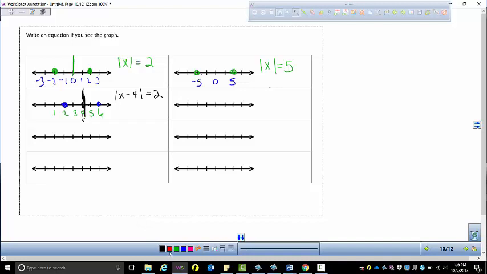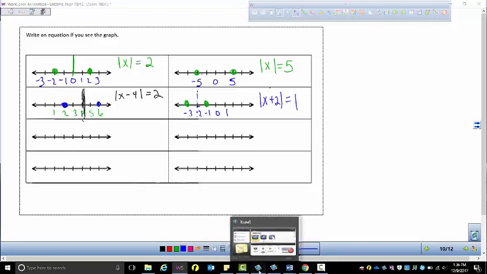Okay, we'll try one more. Let's say that we have -3, -2, -1, 0, 1. And let's say that I have a point here and a point here. In the middle of these two points is -2. So I'm going to have x plus 2 inside, because I have to do the opposite, equals, what is the distance from the middle to the point? The distance is 1. Okay, so that's another thing you have to do.